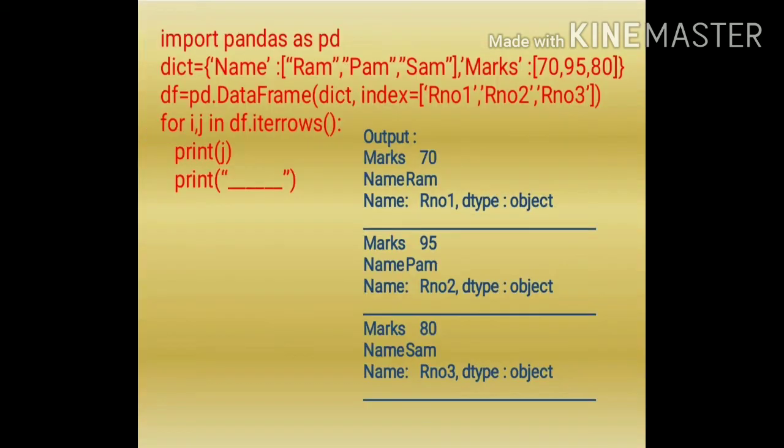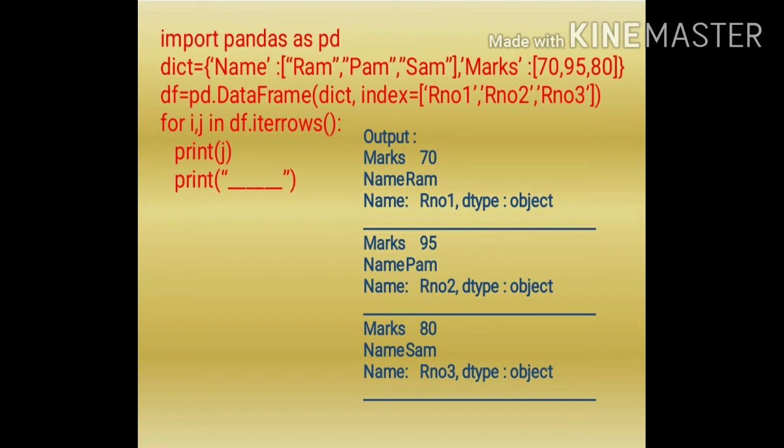The next example. In this next example again we are importing pandas as pd. We are creating a dictionary. The key of the dictionary is name. Then again it is a 2-dimensional dictionary. Name with Ram, Pam and Sam. Then another key is marks: 70, 95 and 80.